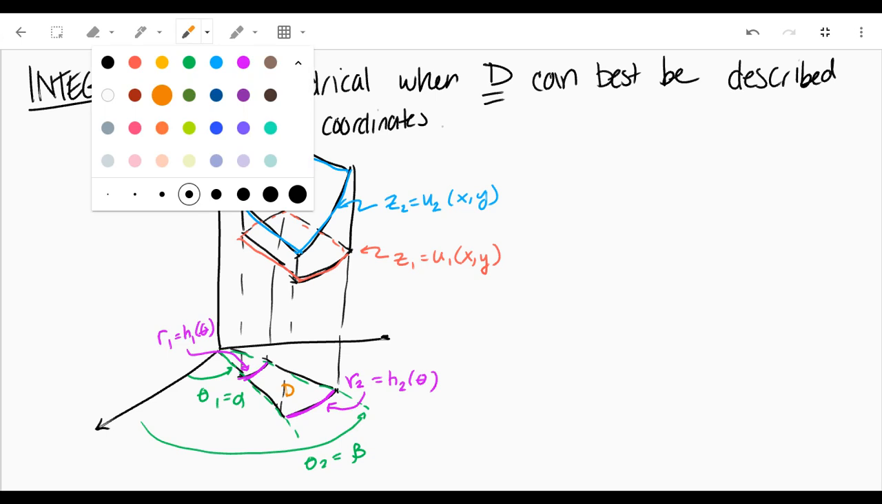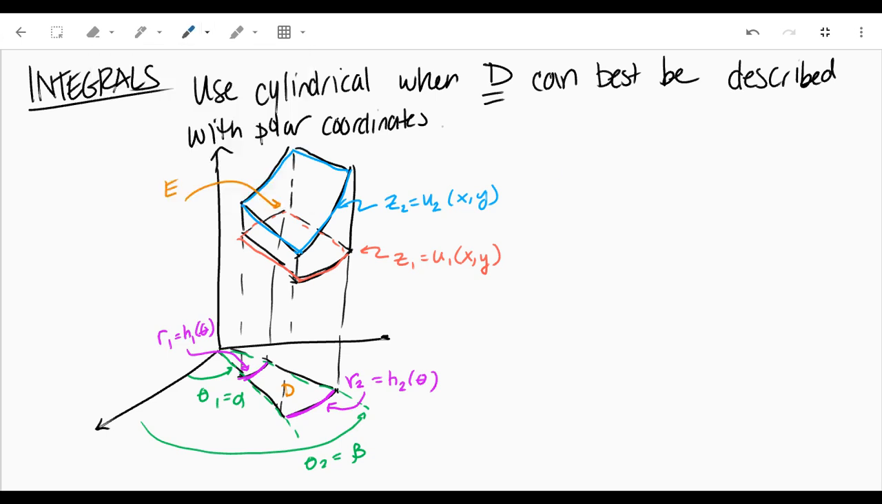So let's write some of this stuff out. Okay, E is all x, y, z, such that x and y exist in D, and u1 of xy is less than or equal to z is less than or equal to u2 of xy.